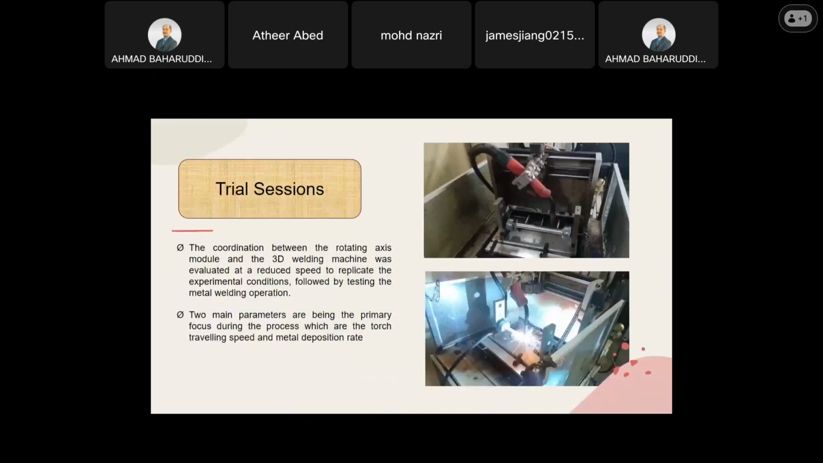Okay, so my project hasn't been completed, but we have done some trial sessions on the pipe fabrication. The coordination between the rotating axis module and the 3D welding machine was evaluated at a reduced speed to see the synchronization between these machines. Then we have done some experimental procedures, and I have attached some videos over there. Two main parameters are the primary focus during the process, which are the torch traveling speed and metal deposition rate. Okay, let's watch some videos.